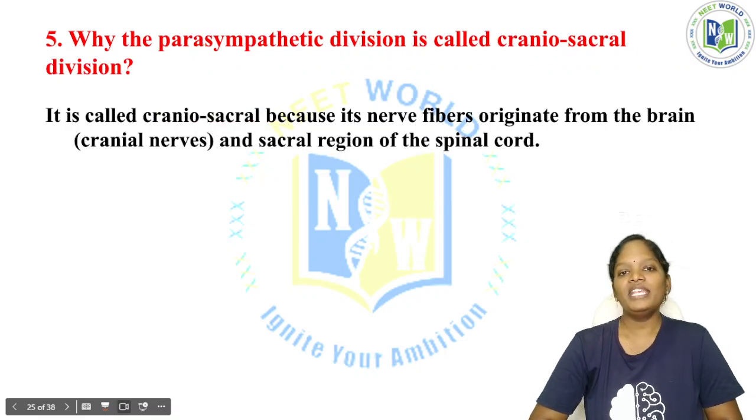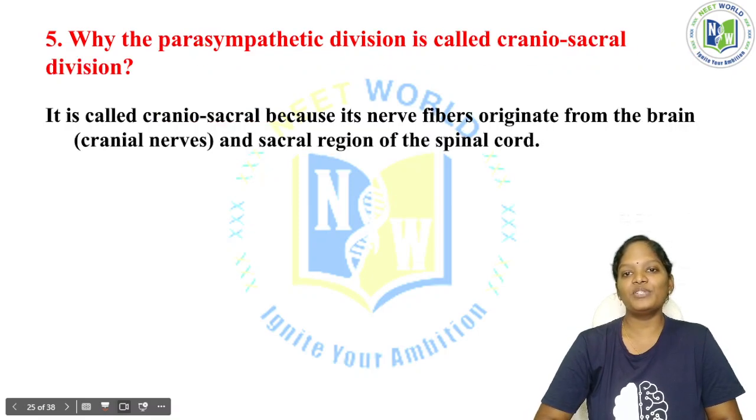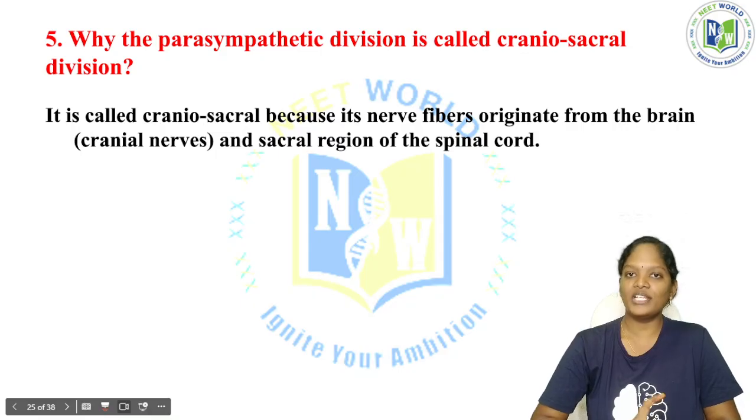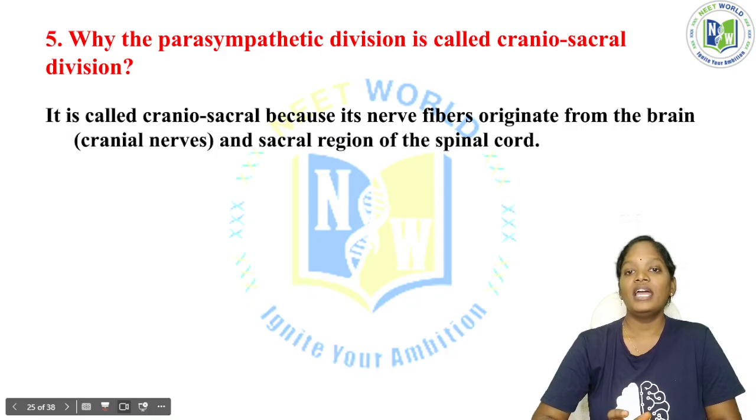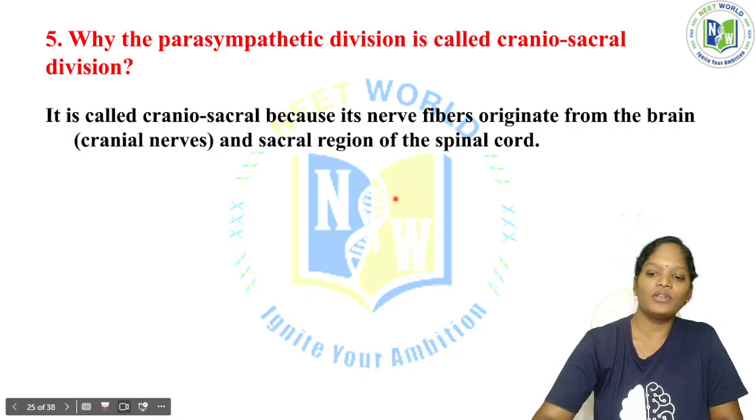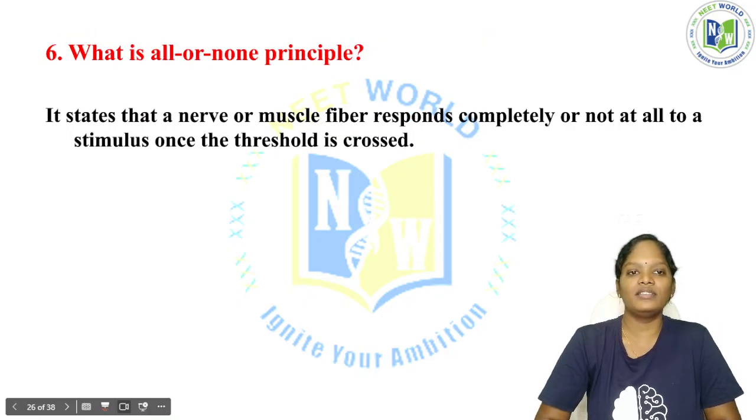Now, why is the parasympathetic division called the craniosacral division? Because it has nerve fibers that originate from the brain, that is the cranial nerves, and also from the sacral region of the spinal cord. That is why we call the parasympathetic division the craniosacral division, and the sympathetic division the thoracolumbar division. That much explanation is needed for that question.